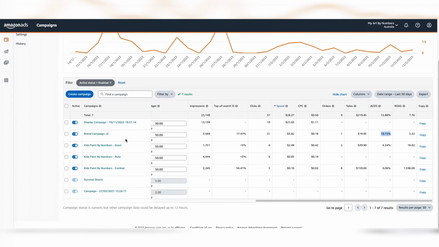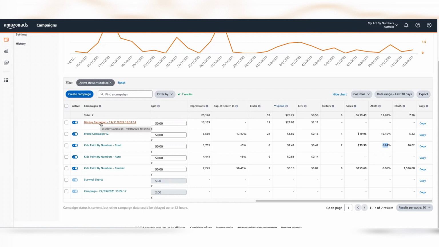And then you've got this exact match campaign. Again, it's only had 6 clicks, but 2 orders. So quite low ACOS. So you could look at increasing your bids there. So basically the campaign that's spending the most money is not converting, whereas the campaigns that are actually bringing in the sales, we can bid more. So it would be looking at this display campaign, what are the changes that we can make to refine it.